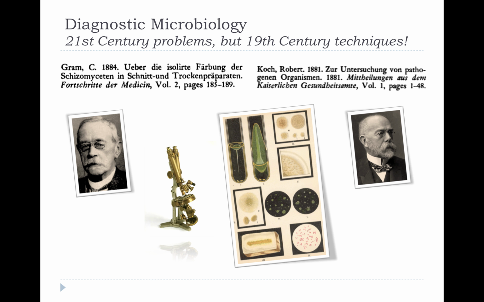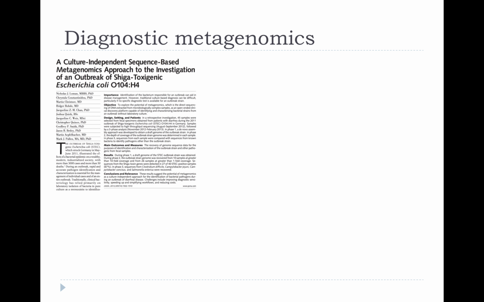So these are two key papers in the history of microbiology. Christian Gram invented the Gram stain back in 1884 and published that. And Robert Koch in 1881 was able to grow bacteria on solid media for the first time. And we've relied on those two approaches of looking down a microscope and growing things on solid media ever since, for well over 100 years. Could we not do better?